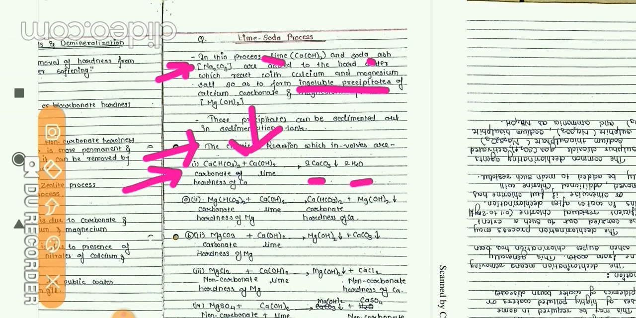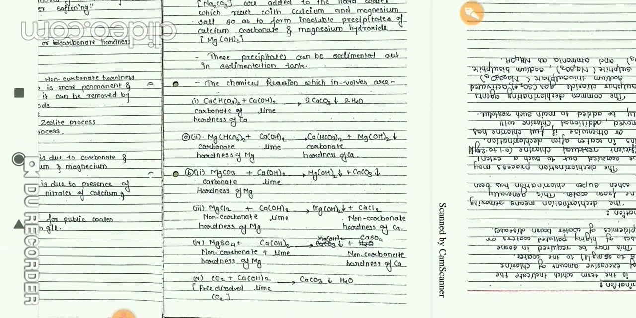Again, suppose the carbonate hardness of magnesium, that is Mg(HCO3)2, plus lime. Here we can remove Mg(OH)2 and a byproduct, CaCO3. Again, for magnesium carbonate hardness, MgCO3, we add lime and Mg(OH)2 is the precipitate that we can settle, and CaCO3 is another precipitate that can also be settled. Again, lime can be added for the non-carbonate hardness of Mg.